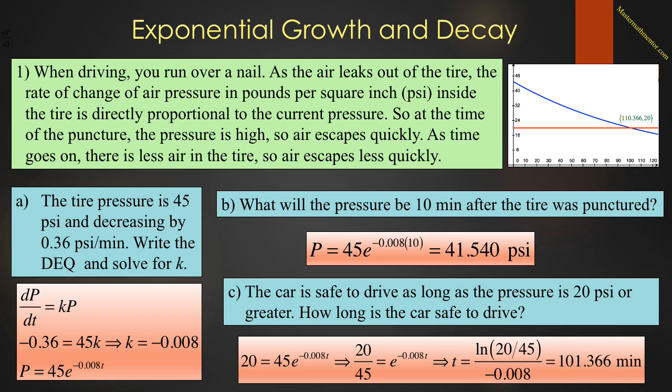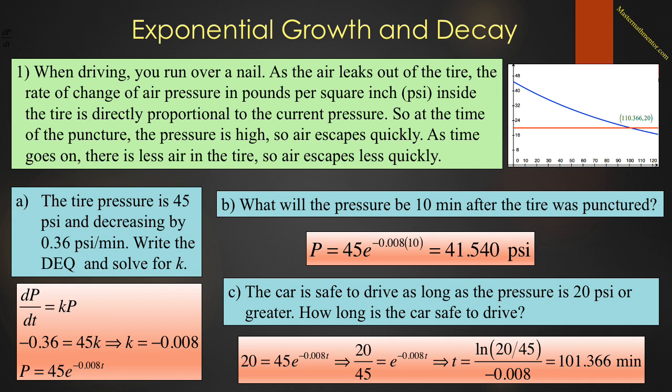So we can do this algebraically, setting 20 equal to 45e to the negative 0.008t. Dividing both sides by 45, we get 20 over 45 equals e to the negative 0.008t, and therefore t is equal to the natural log of 20 over 45 divided by negative 0.008. We need to use our calculator to calculate this answer, and we get the same answer, 110.366 minutes.